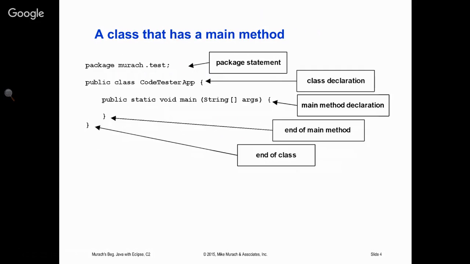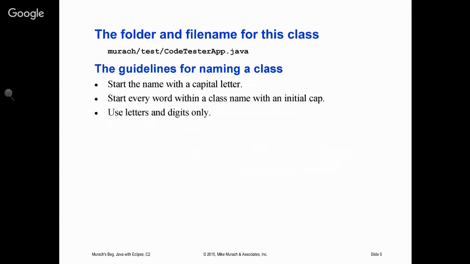Static means that we can call static methods without having to instantiate objects that the methods belong to, but we'll talk a lot more about this later. In any case, if you use Eclipse, it will create this method stub for you, and for now you can just use it as is.